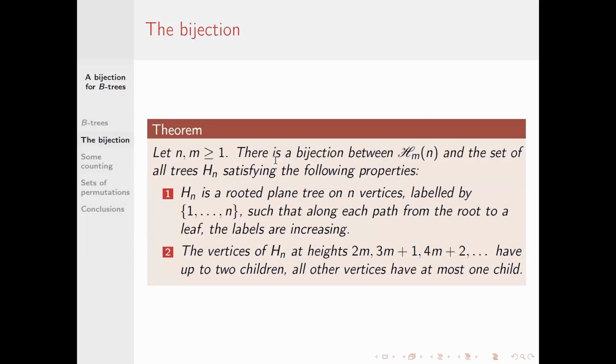Okay, so then I've explained what B-trees are. So let me state that there is a bijection between these histories of B-trees and certain increasing trees that have the following properties. So we have rooted plane trees on n vertices, labeled by, well, the first n positive integers. The labeling is increasing. And we only have branchings in 2 further paths at very certain heights.